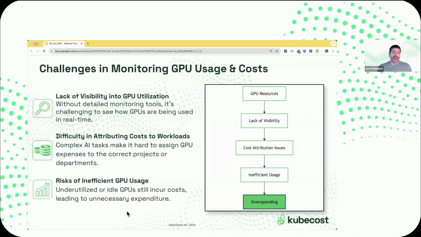There's a lot of challenges, though. It's not so easy to monitor GPU usage and manage their costs. It's even more difficult than some of the more traditional compute resources that we've all become accustomed to in the cloud native space. One of the biggest challenges is just the flat lack of visibility into GPU utilization. It's another black box that's really difficult to see inside of. And without really robust monitoring tools, we're essentially flying blind.